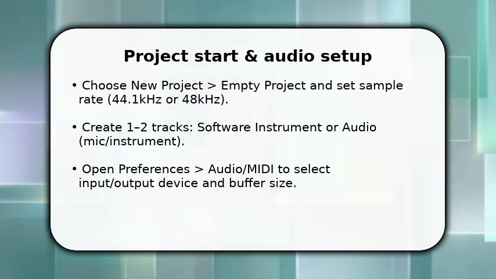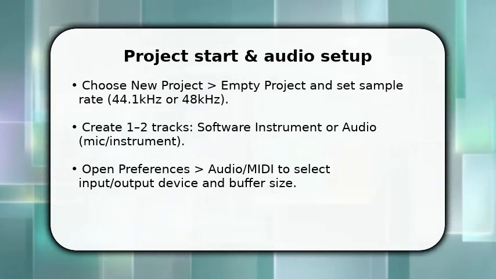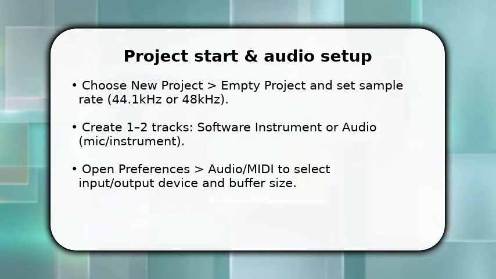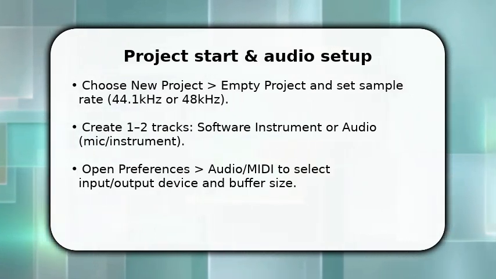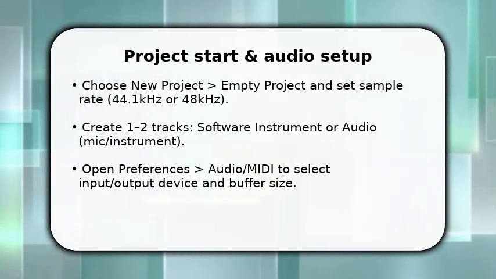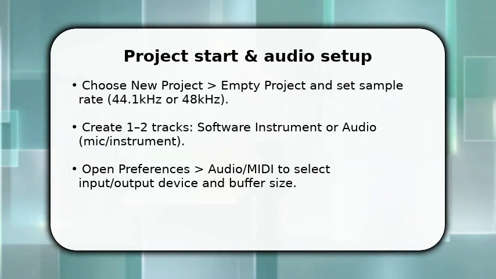You start by creating a new project and selecting Empty Project so you control structure from the first measure. Once done, pick the correct sample rate, 44.1 kHz for music, 48 kHz for video, to avoid later resampling issues.